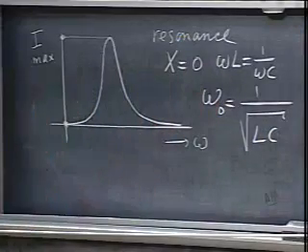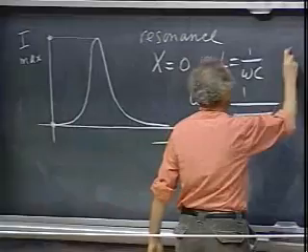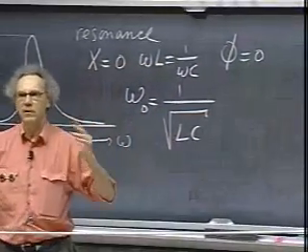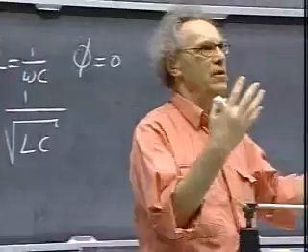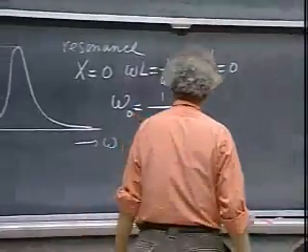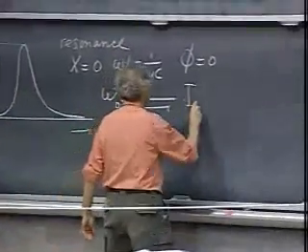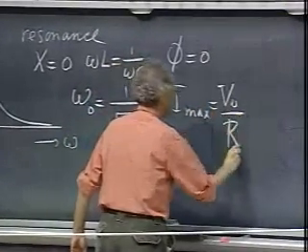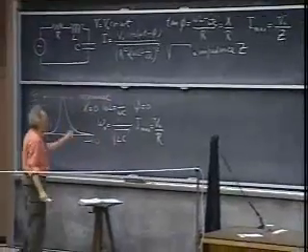When I am at resonance, phi becomes 0. So there is no phase delay between current and the driving voltage. They are in phase with each other. And the value for I max now simply becomes V0 divided by R, because the impedance itself becomes R.